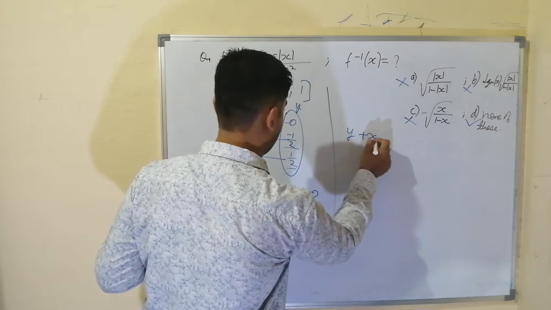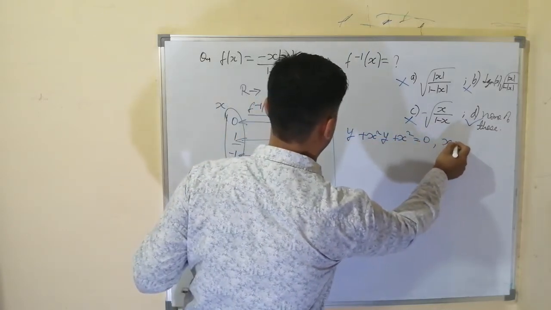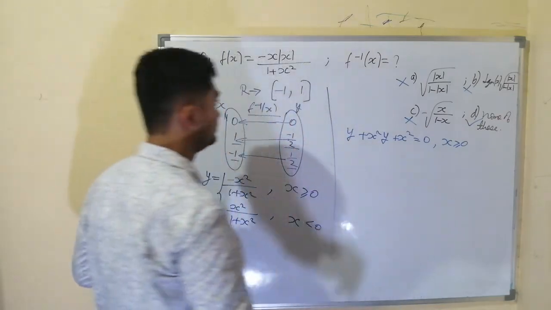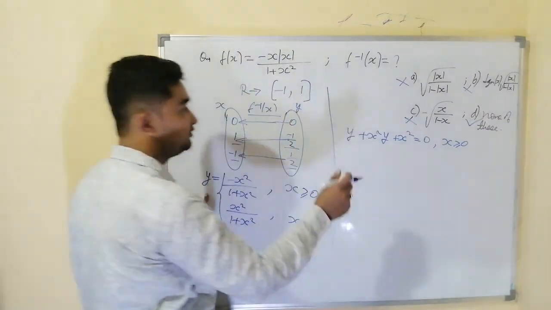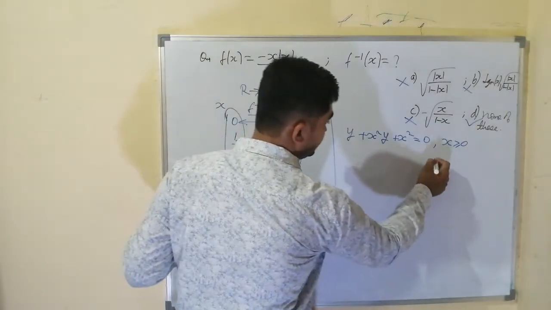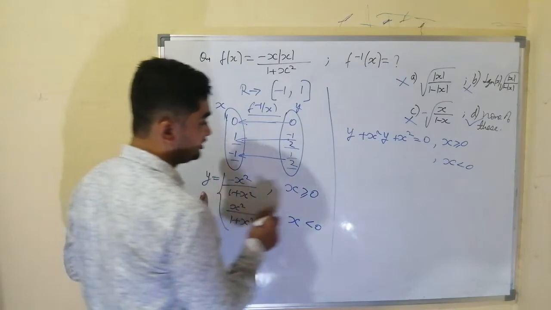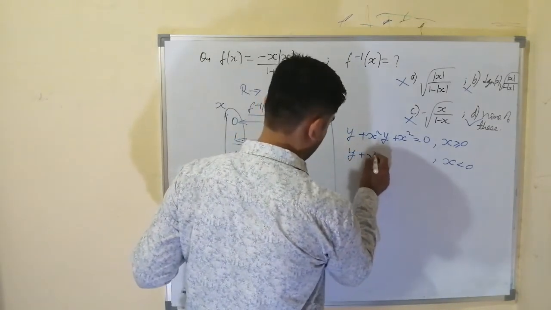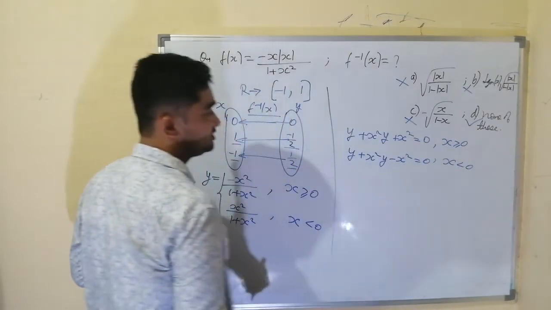Y plus x square into y plus x square is equal to 0. This is the case when x is greater than or equal to 0. Input is from real numbers, so the input can be from 0 to infinity. Second is the case when x is less than 0. Here we will have y plus x square minus x square is 0. This is the case when x is less than 0.